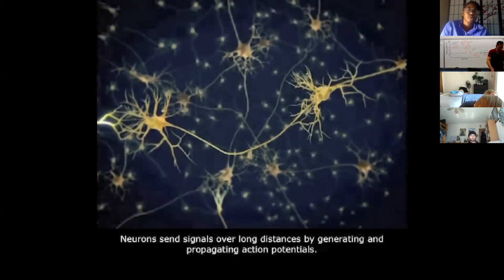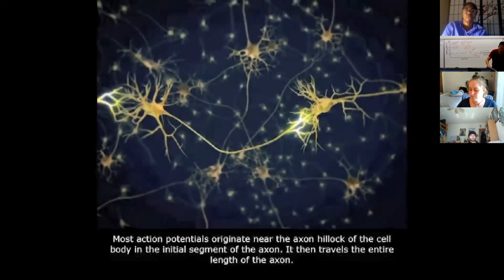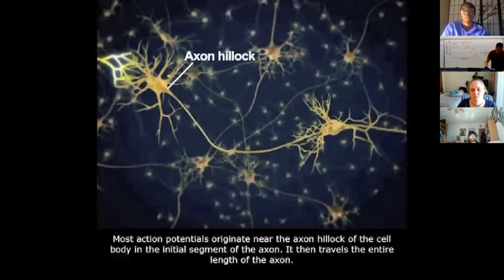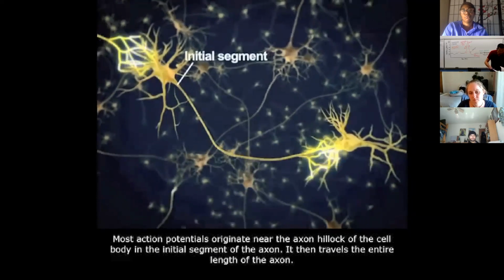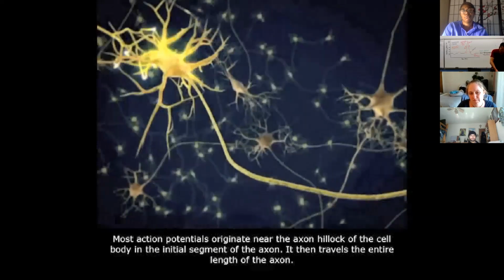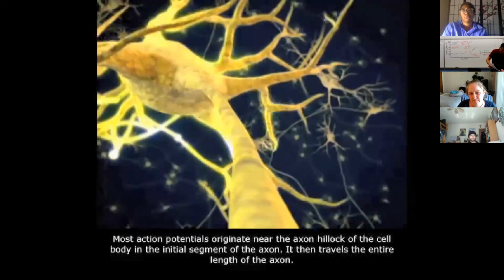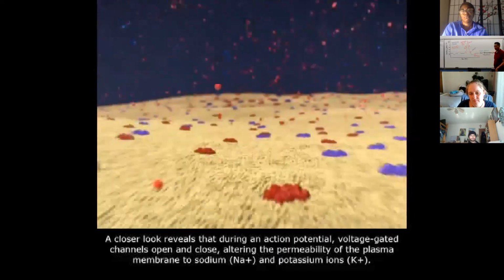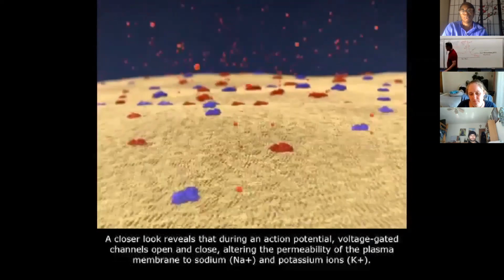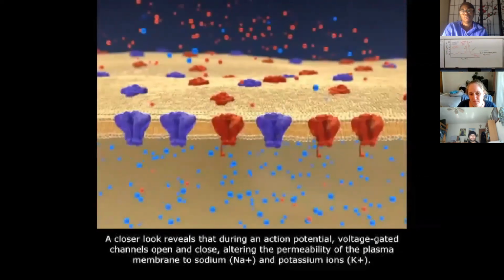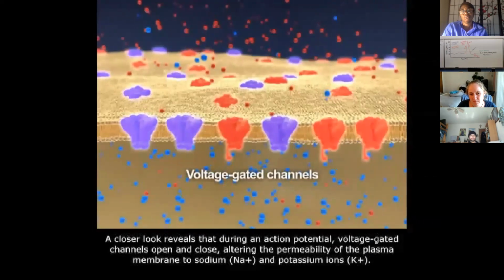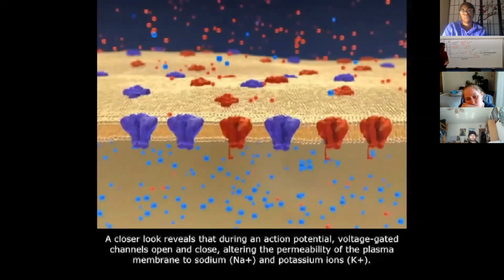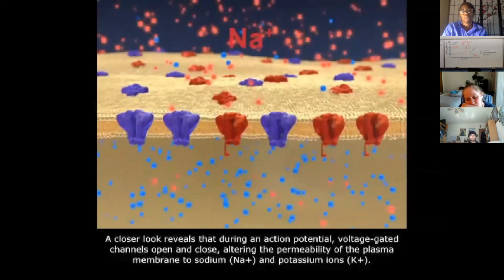By generating and propagating action potentials. Most action potentials originate near the axon hillock of the cell body, in the initial segment of the axon. It then travels the entire length of the axon. A closer look reveals that during an action potential, voltage-gated channels open and close, altering the permeability of the plasma membrane to sodium and potassium ions.